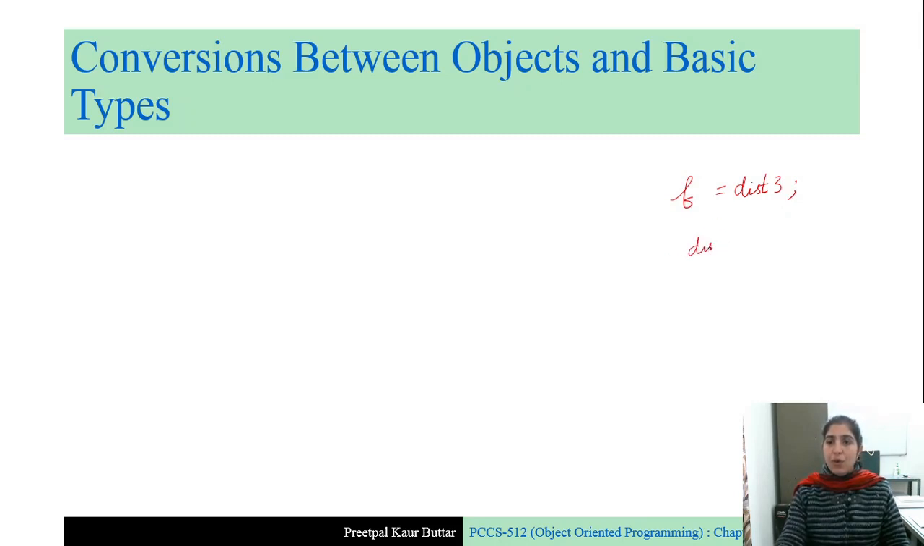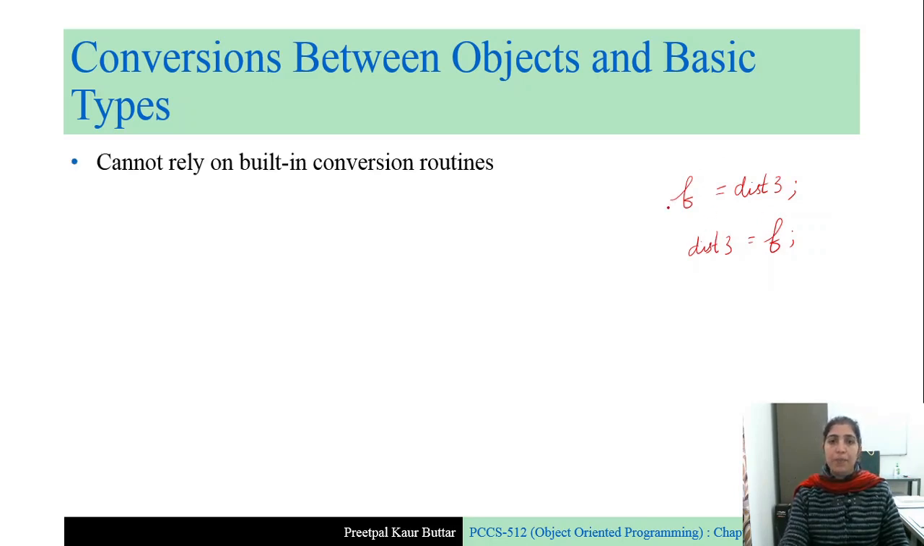And similarly, if you want to convert a float value f to an object of type distance, this is also a conversion between objects and basic types. This is the conversion from object to basic type, and this is the conversion from basic type to object. And for these types of conversions, we cannot rely on built-in conversion routines. For basic to basic, we relied on built-in routines. Okay, the compiler had the knowledge about handling those conversions.